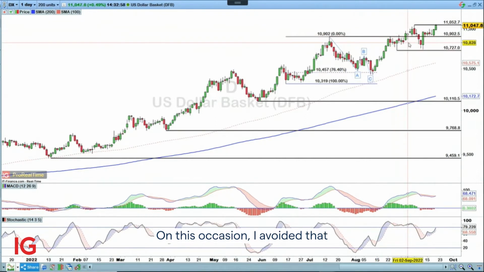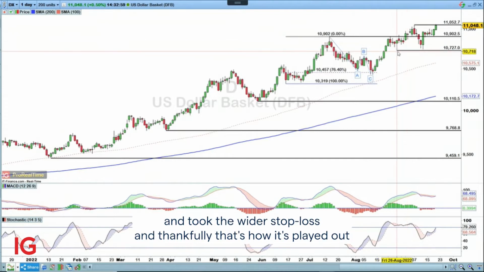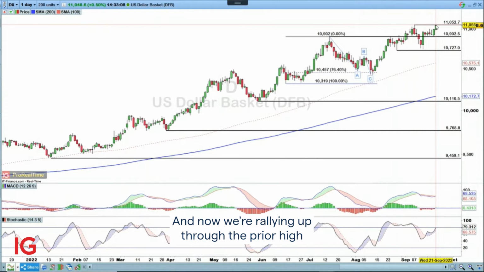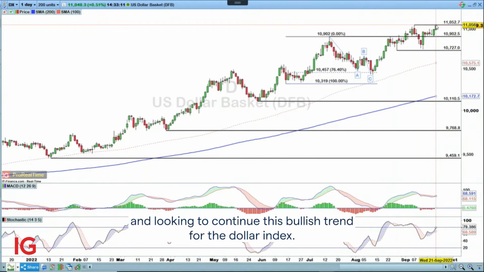On this occasion, I avoided that and took the wider stop loss, and thankfully that's how it's played out, with the wider pullback actually not necessarily taking out the swing low. And now we're rallying up through the prior high and looking to continue this bullish trend for the dollar index.